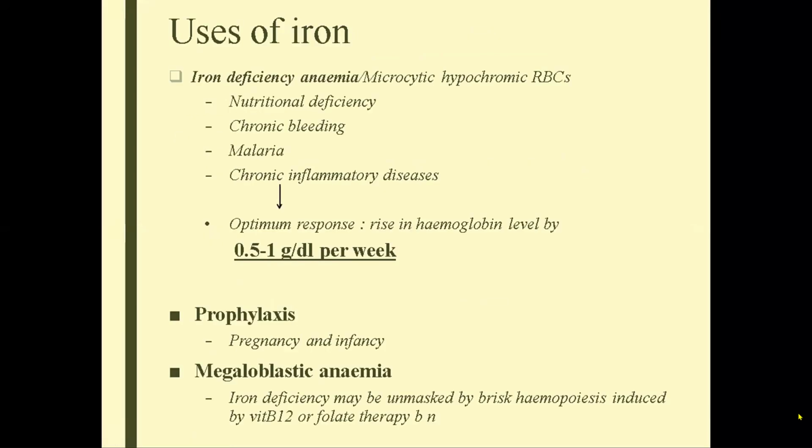For parenteral preparation. So now the uses of iron. Of course, it is used for both treatment and prophylaxis. In treatment, you can mention the causes of anemia. It can be nutritional deficiency. Even in chronic bleeding it is given. In malaria, right? Anemia can occur after chronic, repeated malaria, right? Or in any chronic inflammatory diseases. So these are the conditions where iron deficiency anemia can occur.